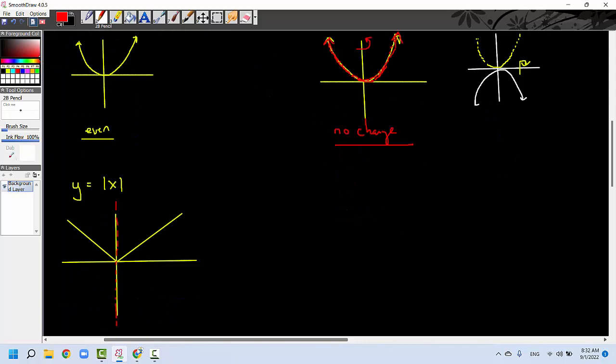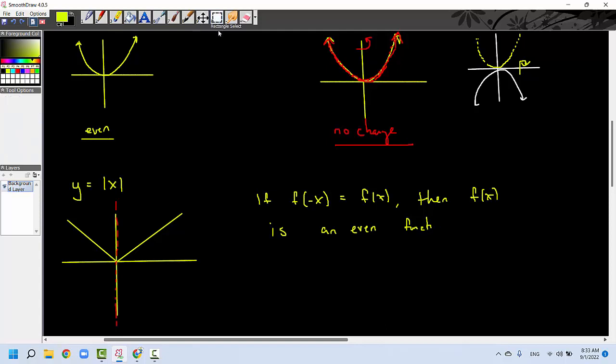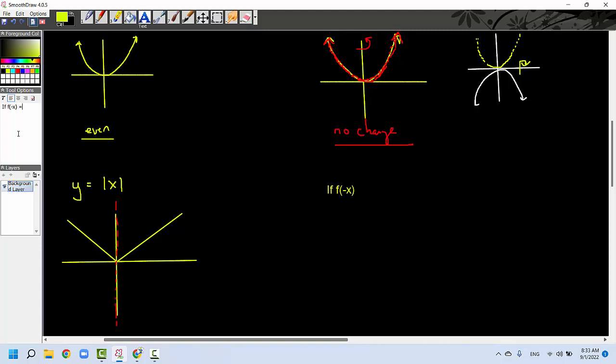The idea is that if f of negative x equals f of x, then f of x is an even function.